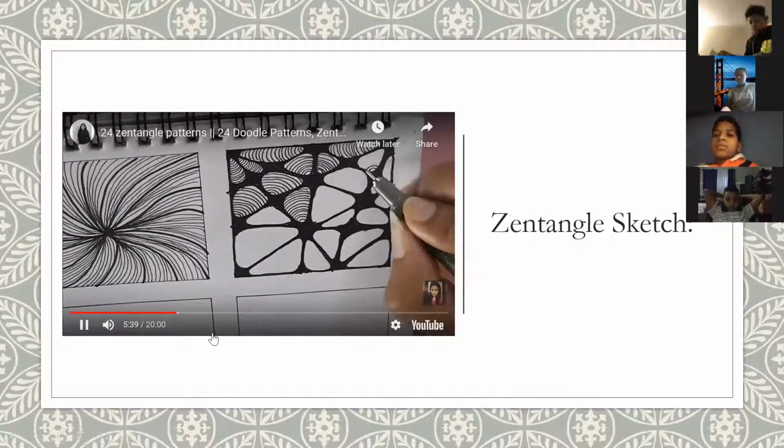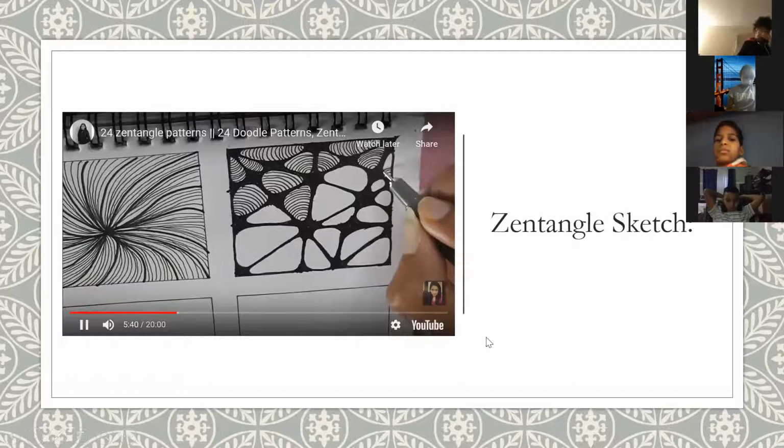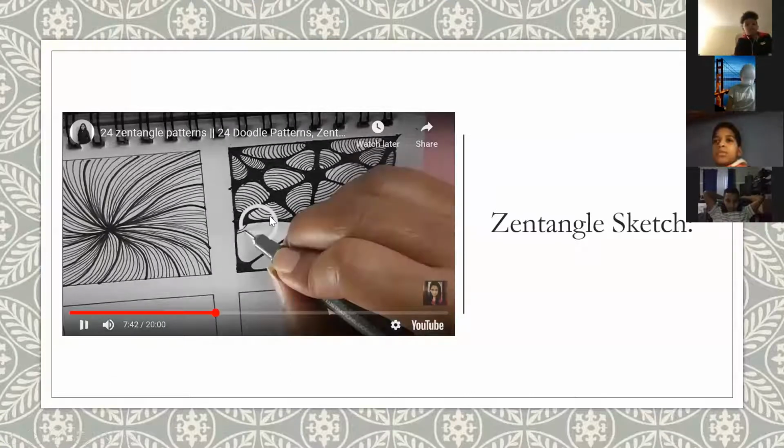You see a lot of different variations of the Zentangle. There are some similarities between all of them that I want you to think about, but they're all different in their own way.